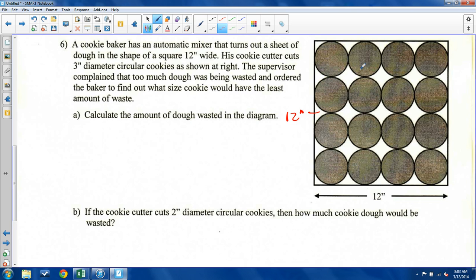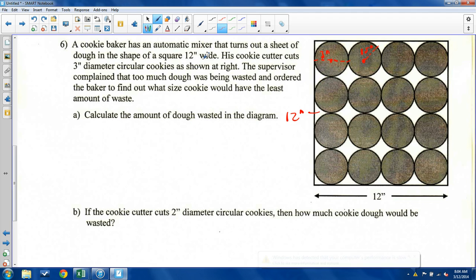The shaded stuff are the cookies that we're going to cut out using our little cookie cutter. The cookies that he's cutting have 3 inches of diameter, so the entire thing going through the center is 3 inches. Half of 3 is 1.5, so the radius of each cookie is 1.5 inches. This should make sense, because 3 times 4 is 12, so that should go out to 12 by 12. So you have 16 cookies, by the way.